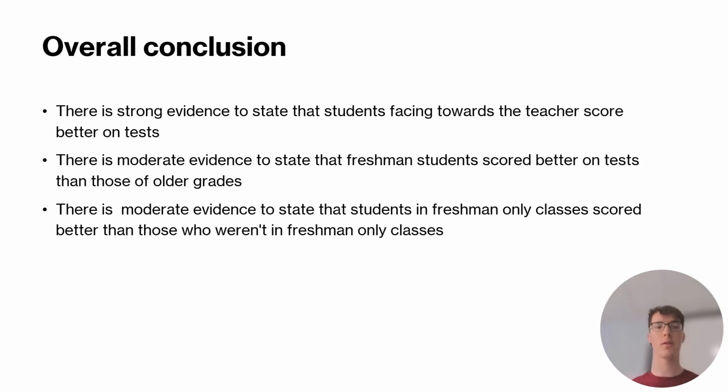This is the overall conclusion for the whole slideshow presentation. There is strong evidence to state that students facing towards the teacher score higher on tests than those that were facing away from the teacher. There is moderate evidence to state that freshman students scored better on tests than those of other grades. And there is moderate evidence to state that students in freshman-only classes scored better than those who were not in freshman-only classes.